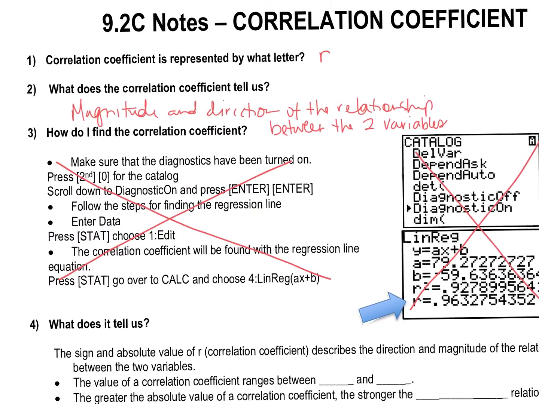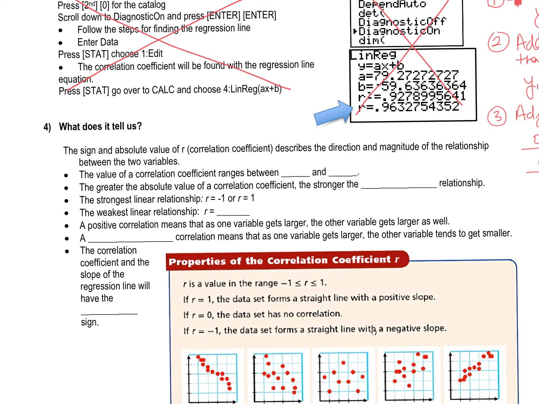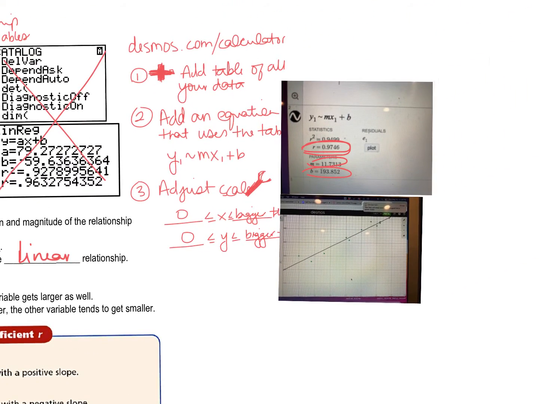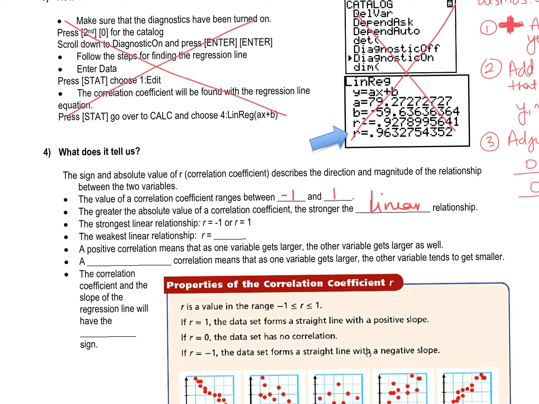Let's fill in, what does it tell us? The sign and absolute value of R describes the direction and magnitude of the relationship. The value of a correlation coefficient ranges between -1 and 1. There's nothing above or below those. The greater the absolute value of a correlation coefficient, the stronger the linear relationship. As you can see on the example, 0.97, the scatter plot dots are so close to that straight line. The strongest linear relationships are when R is -1 or +1. The weakest relationship is when R is 0.